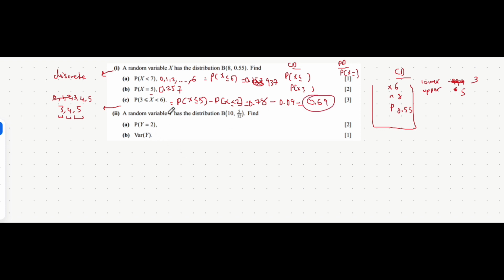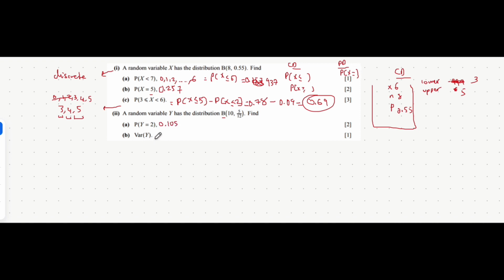Moving on to this next question, it says Y has the distribution B(10, 5/12). It's binomial again. Find the probability of Y equaling 2. Again, here we just use the PD function because we're finding the probability of x equaling a value. So let's go back to the PD function now. X is going to equal 2 in this case. Don't get confused between x and y, by the way, it's just the same thing. And then 5 over 12. That gets you a value of 0.105 as your answer to part A.